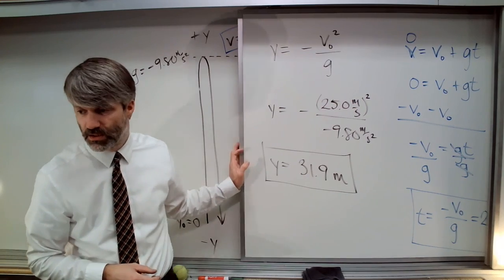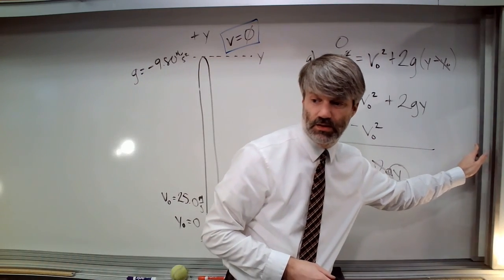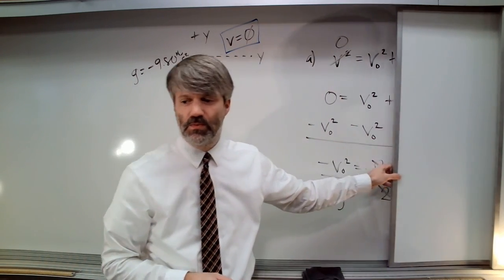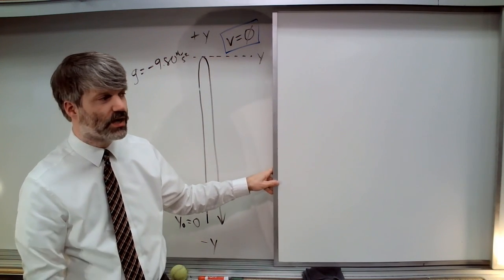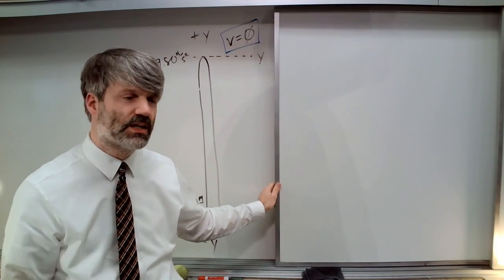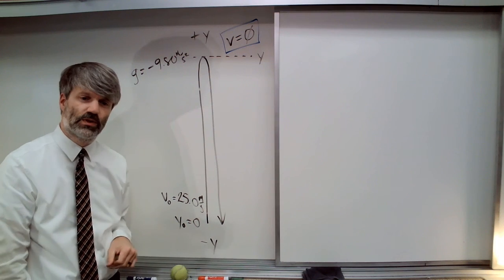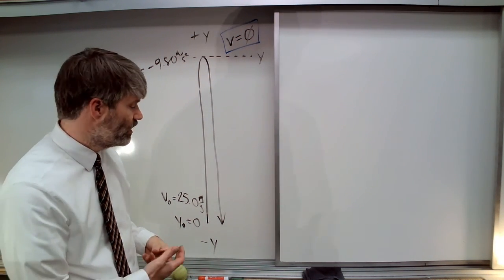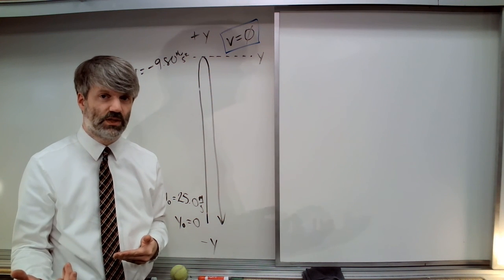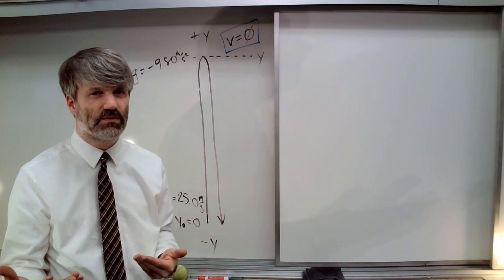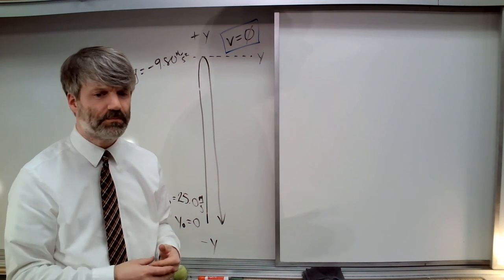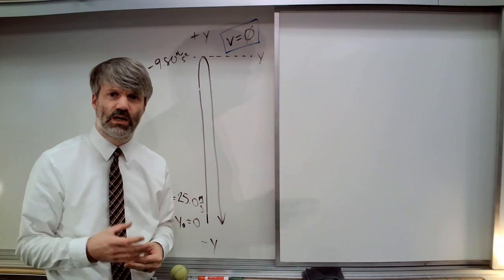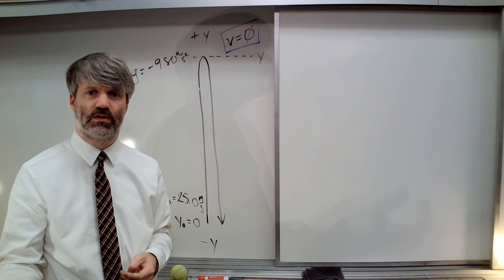Part C. What is its speed when it returns to the ground? Like I said, we've already got this idea that its speed when it returns to the ground is about 25 meters per second. Well, we could say the velocity when it hits the ground is maybe 25.0 meters per second. But like I said, we have to show that that is true. We have to verify that.